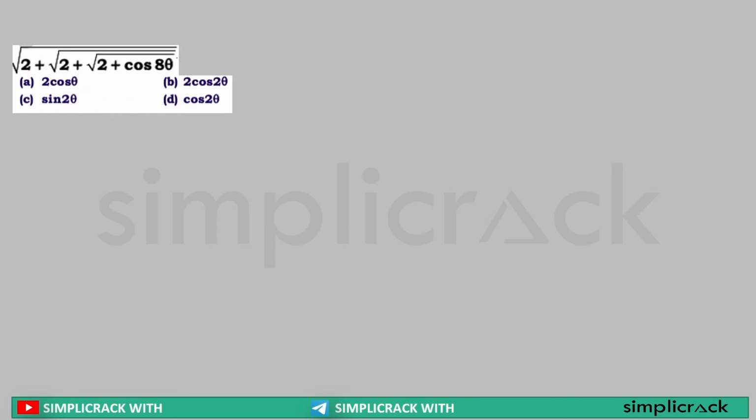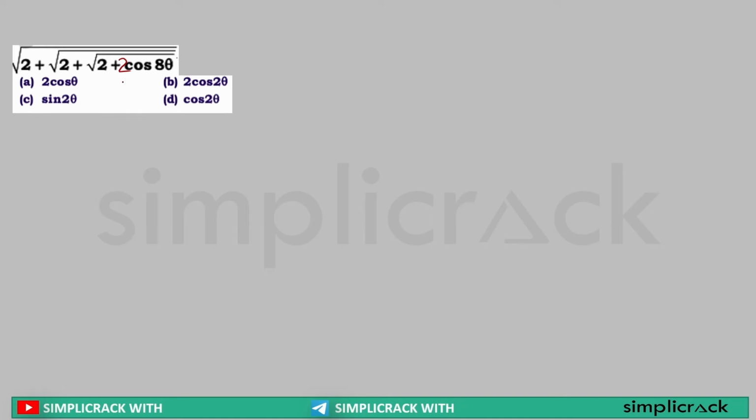Now, next. What is the value of square root of 2 plus square root of 2 plus square root of 2 plus cos 8 theta? Now understand, very simple thing. In such questions, what do I need to do? It is quite simple. I think there is a 2 missing here. There should be a 2 over here. Otherwise, it will not be calculated this way.